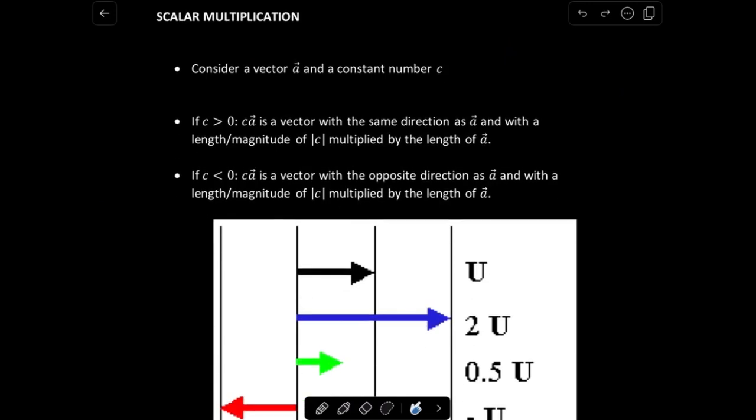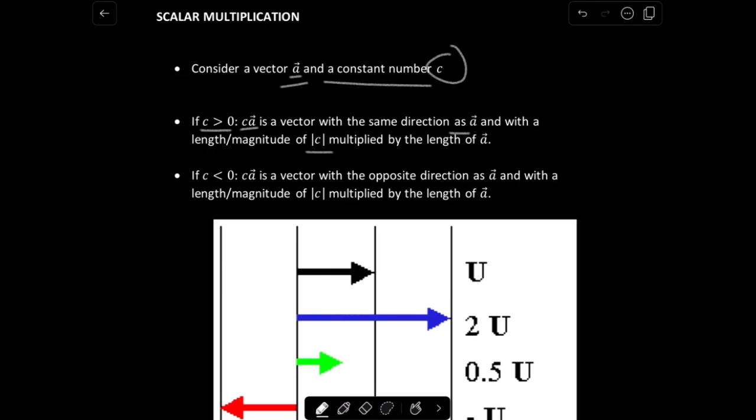All right, let's discuss scalar multiplication. Consider a vector A and a constant number C. So C is a constant number like -5, 10, 3, 2, whatever the case is. And then you have some vector A. If C is greater than 0, so C is a positive number, then C times the vector A is a vector with the same direction as the original vector A, but its length, or magnitude, is now the absolute value of C times the original length.